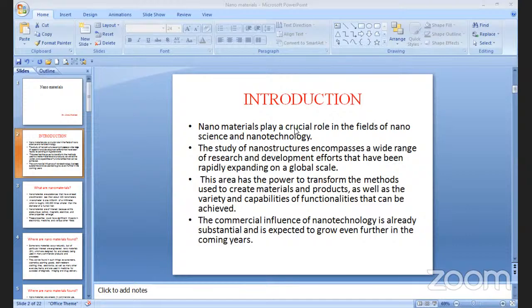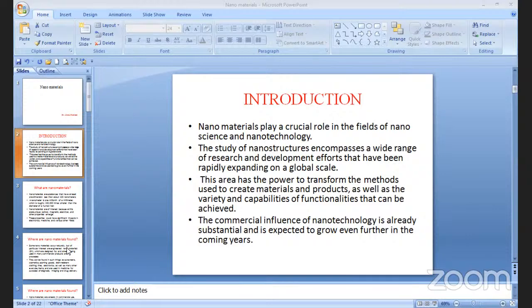So it is already having a significant commercial impact. That means commercially we are using these nanomaterials, which will increase in the future. In the coming future, the commerciality of this nanotechnology is going to be very much increased in every field, not only in the research field, but in our daily life, we are going to use these nanomaterials. Already we are using these nanomaterials, but in future it is going to be more.